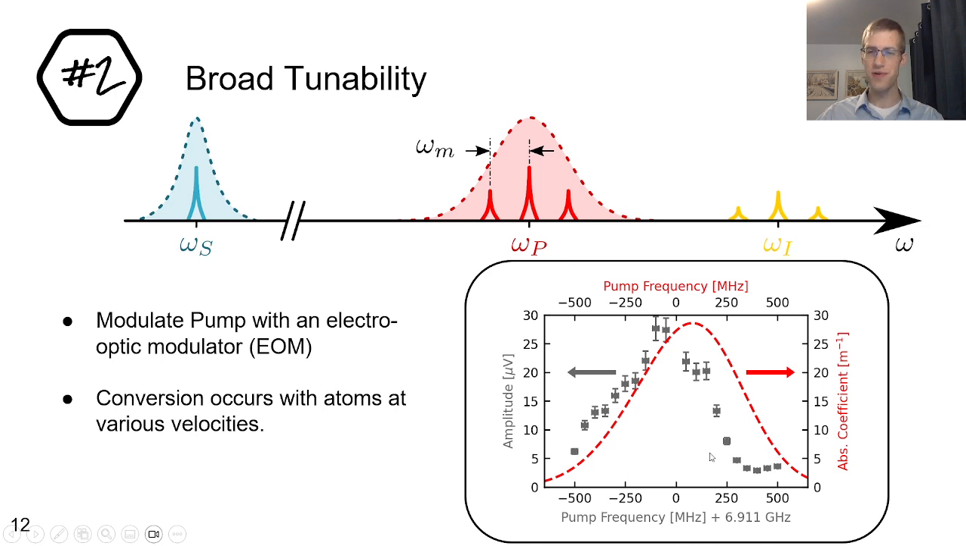So this kind of tunability in a microwave to optical conversion process is really unprecedented. While we have really a narrow conversion bandwidth, we are able to extend that over a much larger range using the thermal motion of the atoms.